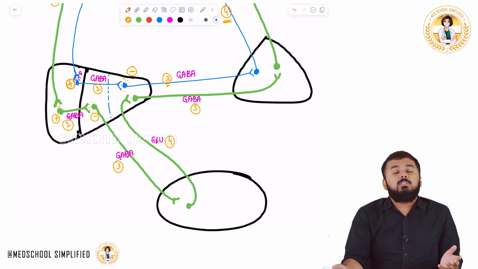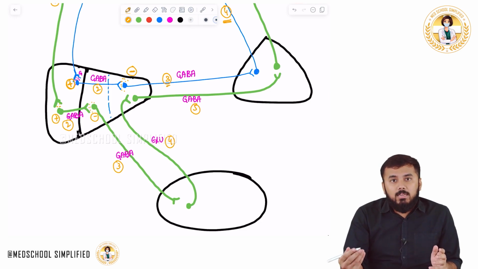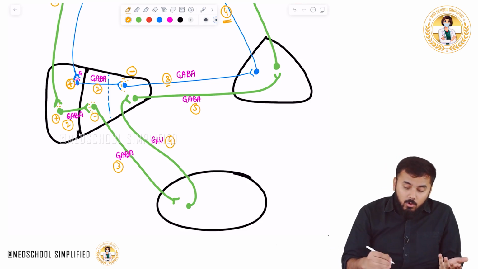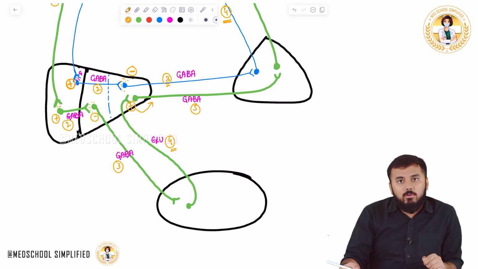Then these days, why did you not fire? Because these days behind me, neuron number 3 GABA was there. It was not letting me fire. Now GABA is dead. Neuron number 3 is gone. So now I can happily fire. And glutamate starts firing, and this glutamate starts activating your neuron number 5.